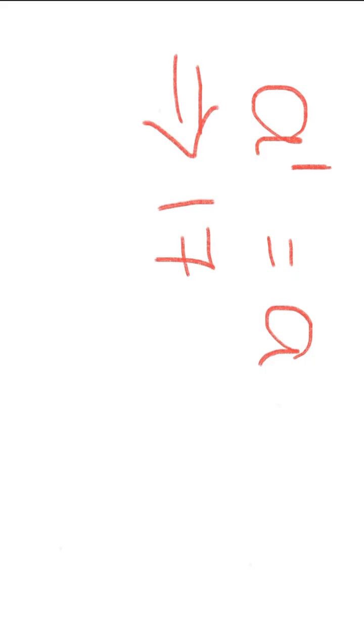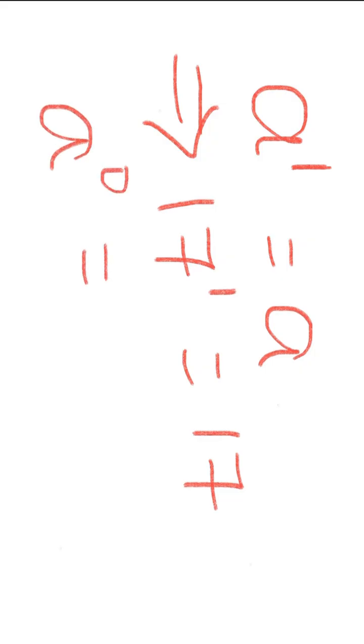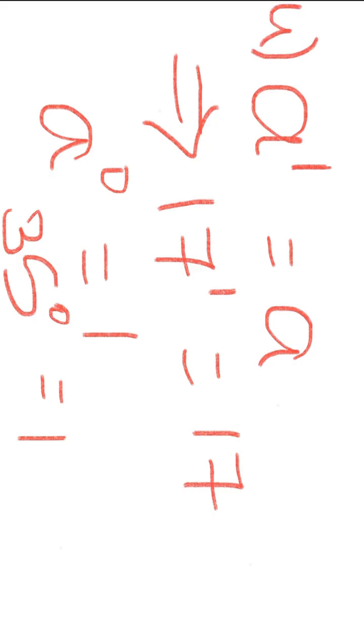Coming to the fourth law, if it is base raised to 1, the answer will be the base itself. For example, 17 raised to 1 will give me 17. Next, a raised to 0 is 1. Suppose 35 raised to 0, my answer will come as 1. This is the fourth property and this is the fifth property.